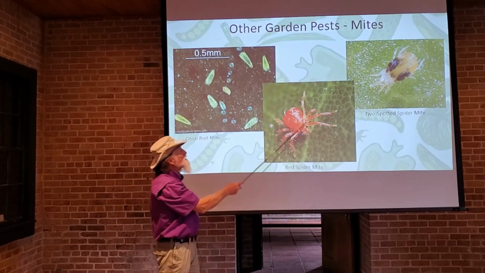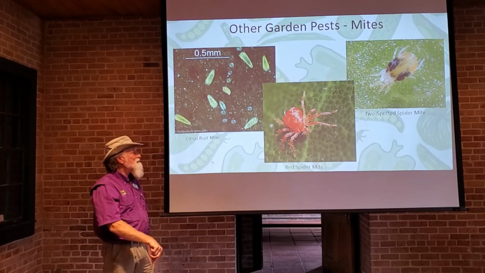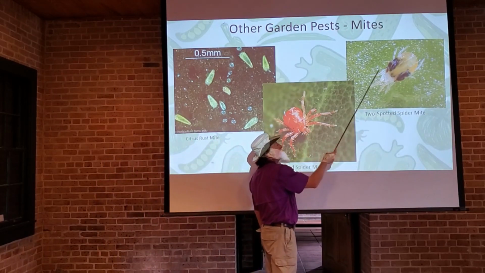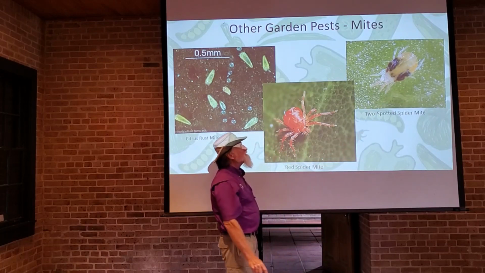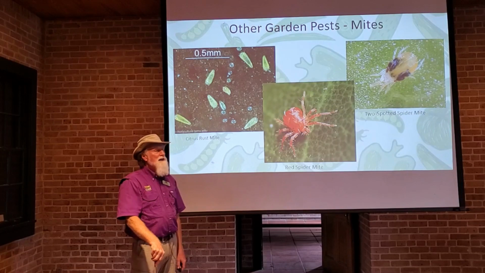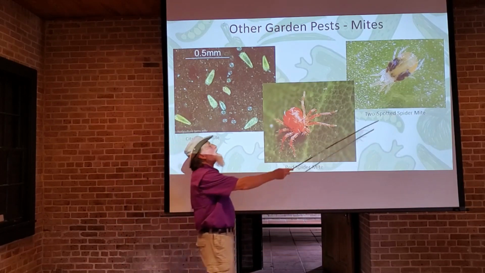Red spider mite, it's obvious how it got its name. When it feeds on plants, it also causes stippling on the plant leaves. And then this one, the two-spotted spider mite. This one is a very, very common pest in vegetable gardens. It has a very, very broad host range, and it's very identifiable.